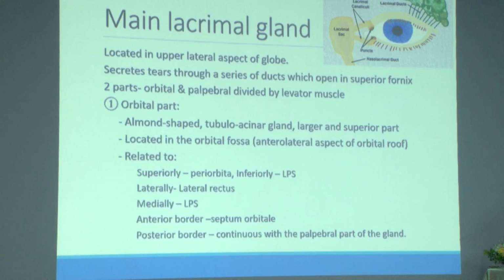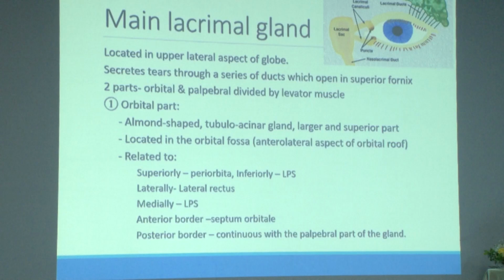Coming to the main lacrimal gland, it is located in the upper lateral aspect of the globe and secretes tears through a series of ducts which open in the superior fornix. It has 2 parts, a larger orbital part and a smaller palpebral part, and it is divided by the levator muscle.